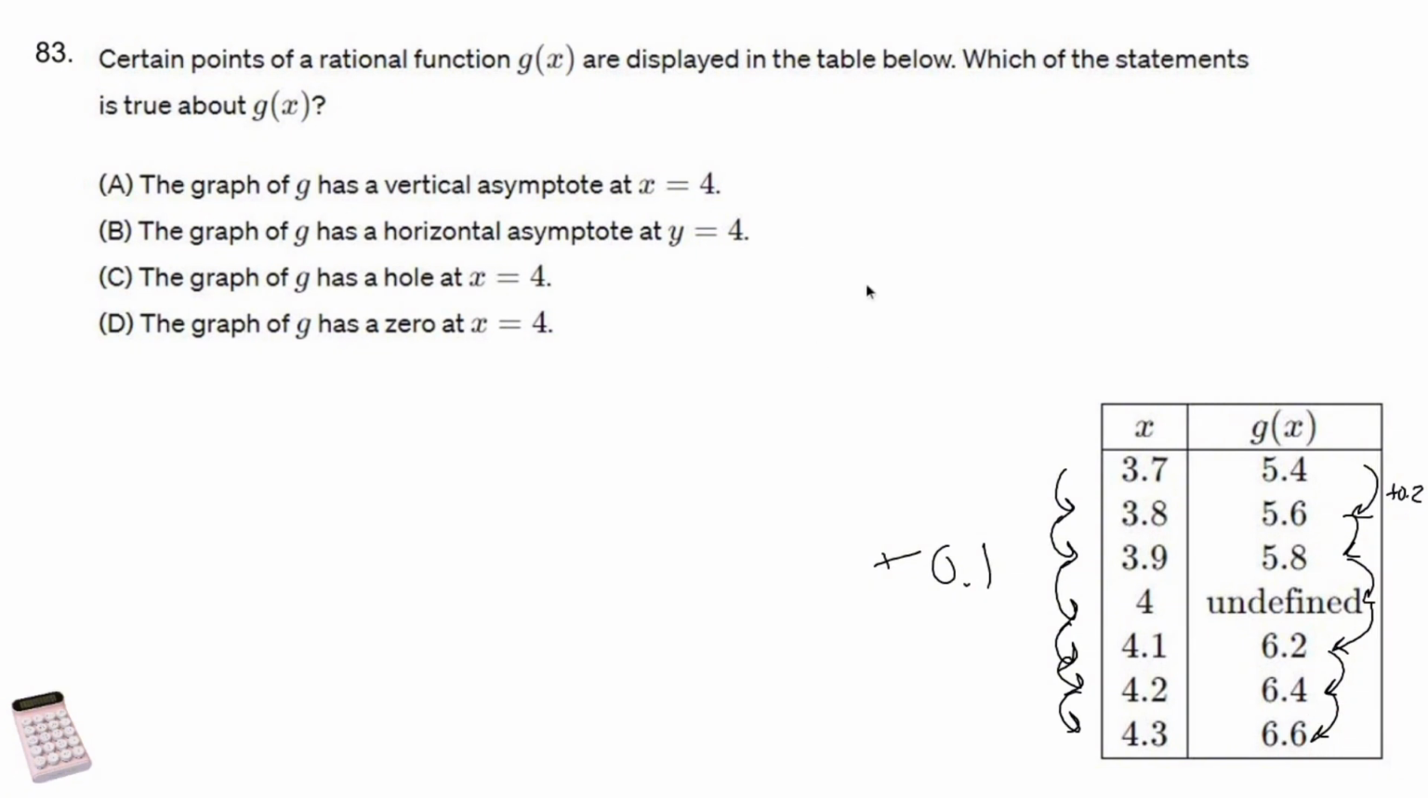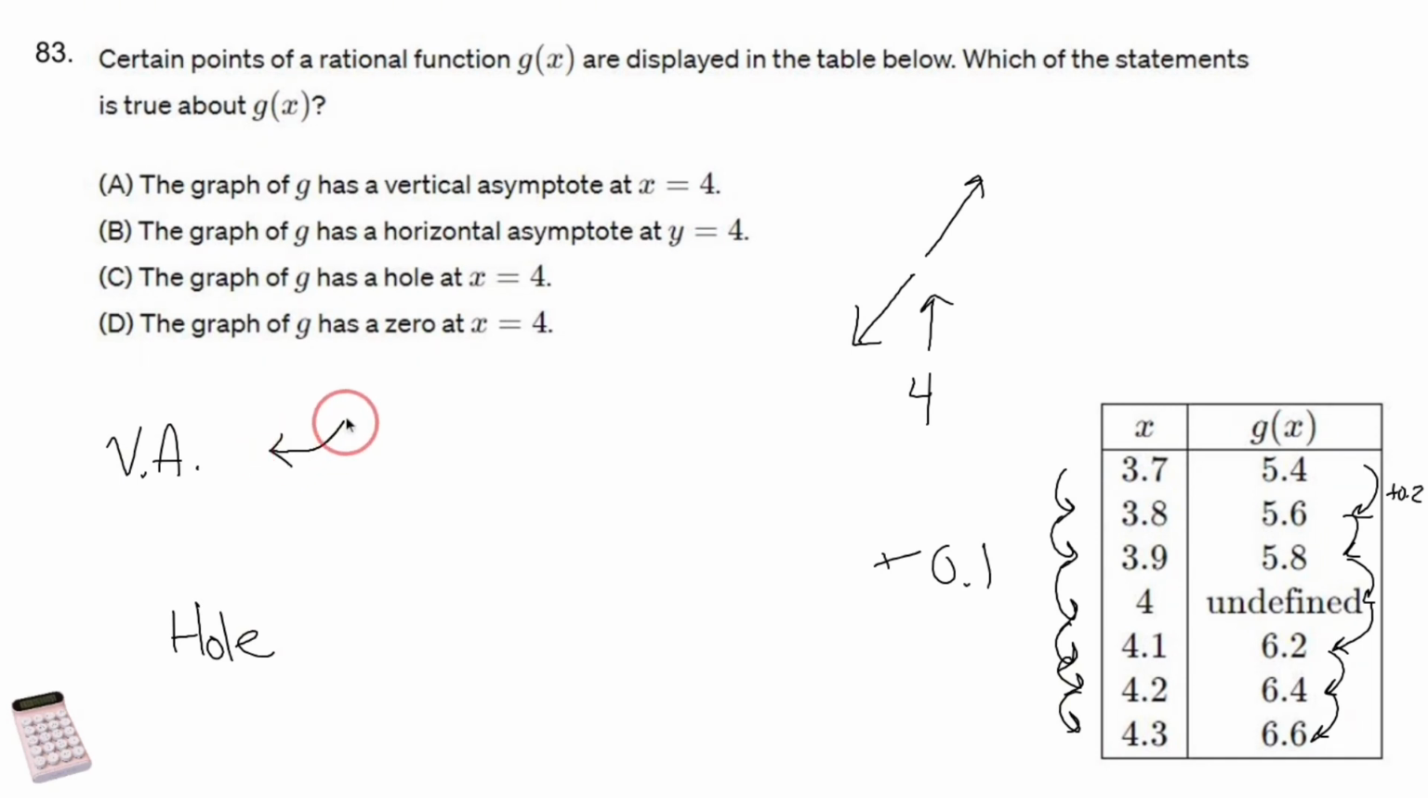Now, what that tells me is you have some type of graph that goes up 2 over 1, and then all of a sudden it blanks out at 4. Now, if something is undefined, you're looking at two options. Option number 1 is a vertical asymptote, and option number 2 is a hole. Now with vertical asymptotes, you have two options.